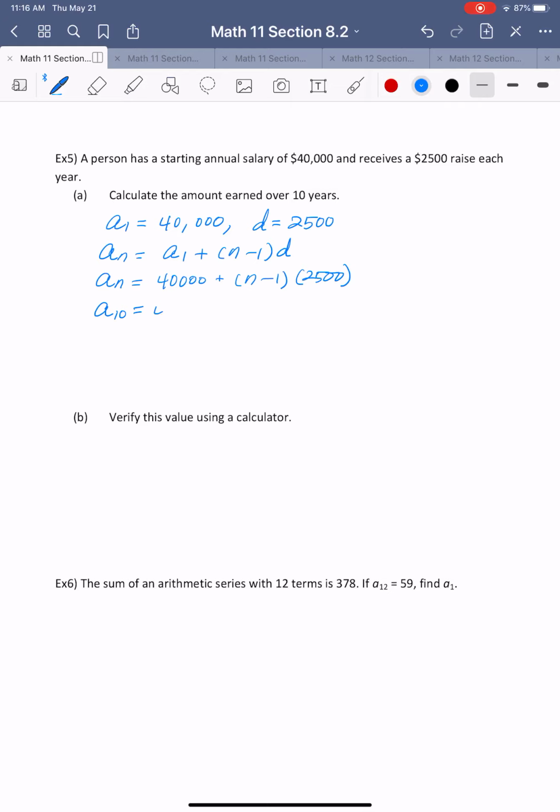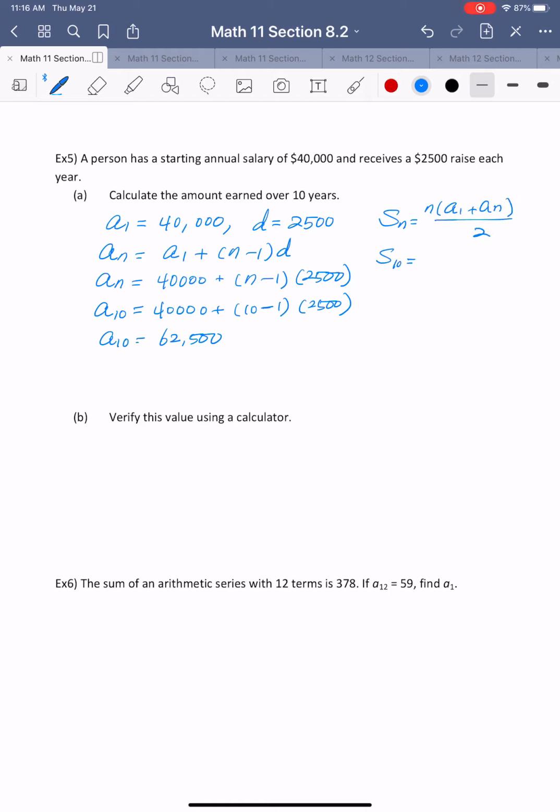10 years of raises, and then 10 minus 1 times 2,500. So when you simplify, year 10 is going to be 62,500. Now we can find the S sub n, which is n times a1 plus an, over 2.